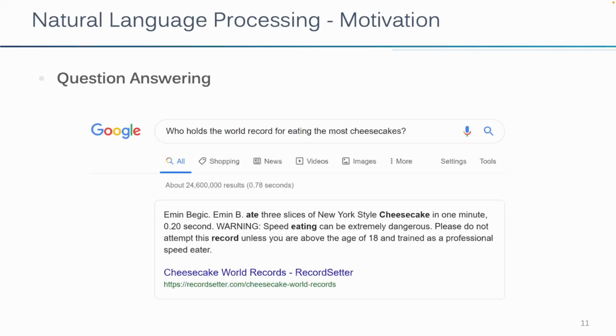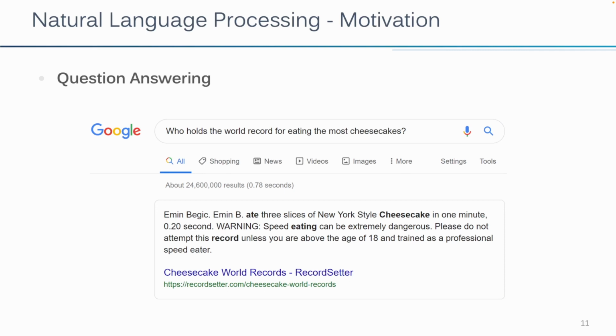Question answering is also an application everyone uses probably hundreds of times per day. When you Google, Googling is basically an information retrieval search. It searches millions of documents at a fast time. But recently they also have this feature where they answer questions about documents. You might get a specific card where they extract an answer from a document. If you ask, who holds the world record for eating the most cheesecakes, it understands that as a question and needs to extract the answer from an article.